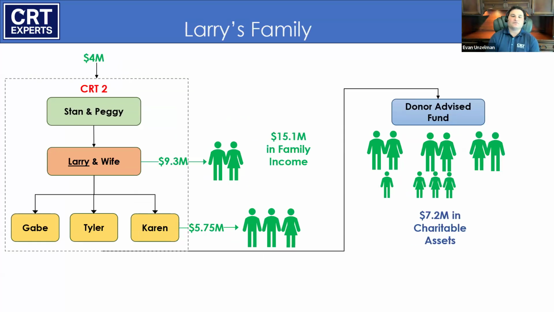Similar results here for Larry. Larry and his wife had a little bit longer life expectancy than Lisa, so we see a little bit more income for them and a little bit less income for the grandchildren. And again, we've got about $7.2 million going into that family donor advised fund.